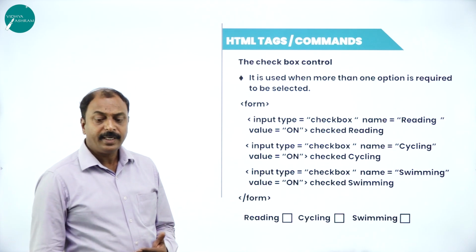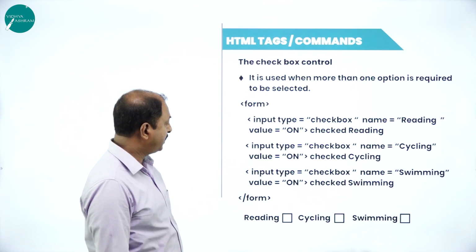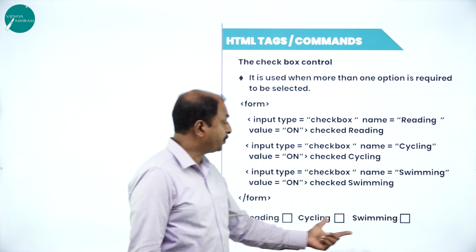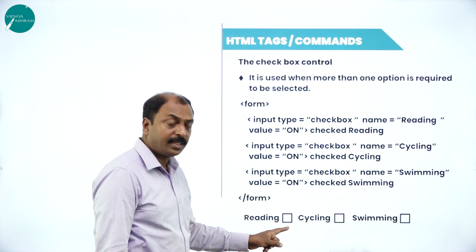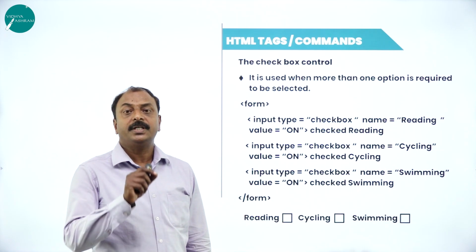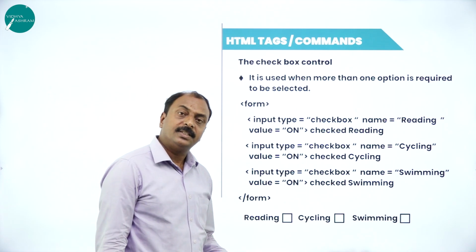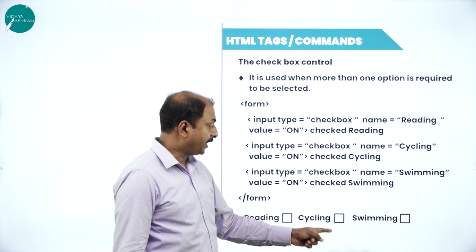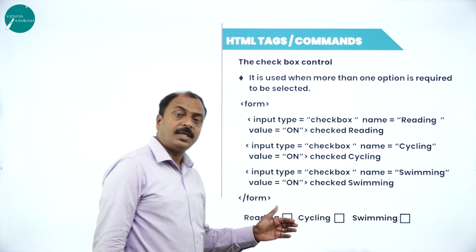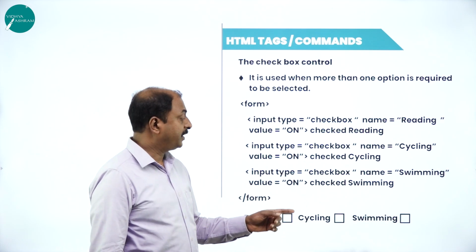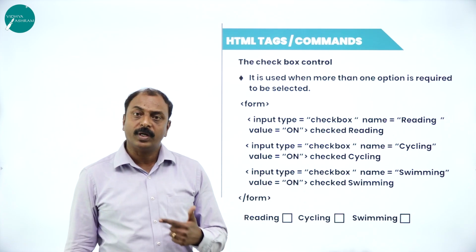Next, one more form element, that is the checkbox or checkbox control. Now you can see the square boxes here. There are three options. The user has an option to select all three. We say we have to check. If you click on that, you will get one tick mark. That is the meaning of checked. That is a checkbox. So here, reading, cycling and swimming, the user can select any of the options here, or can also select all the options. But this is different from a radio button. In a radio button, the user has an option to select only one option.